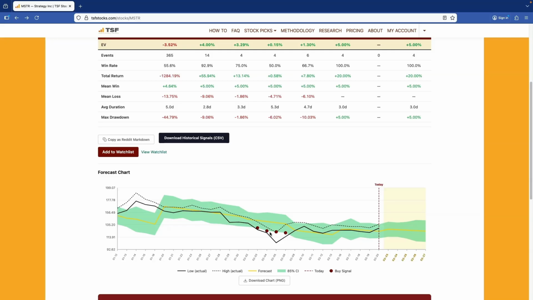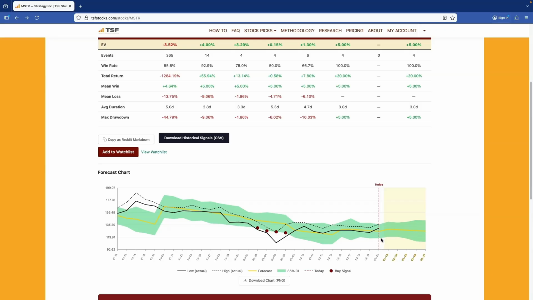TSF tells you exactly when to get in, and the exit is simple. You're holding for a 5% profit. So this is today, or rather the last Friday of last week. So this is February 20th. And then these are the forecasted limit order prices for the coming week.